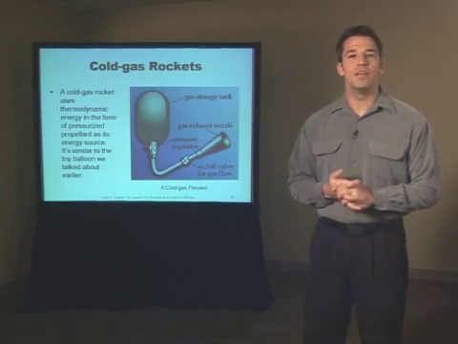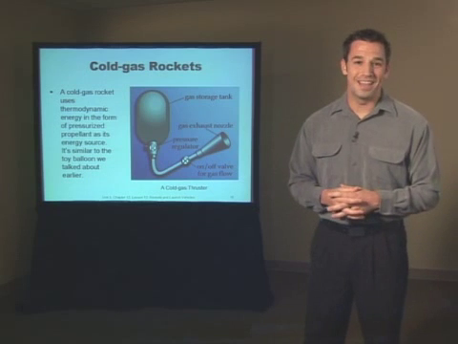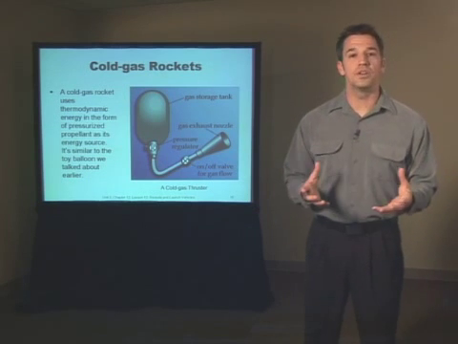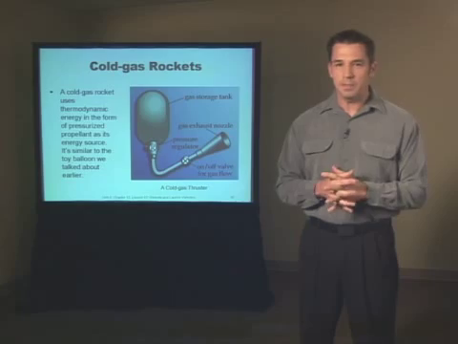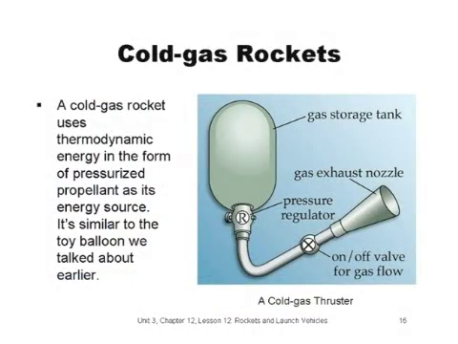Now that we've filled your head with the behavior of gases, or blown a lot of hot air, depending on how you look at it, let's put all these principles together by looking at an example of the simplest type of thermodynamic rocket in use. A cold gas rocket uses thermodynamic energy in the form of pressurized propellant as its energy source. It's similar to the toy balloon we talked about earlier. Although spacecraft designers don't send balloons into orbit, the basic principles of the cold gas rockets aren't that different.